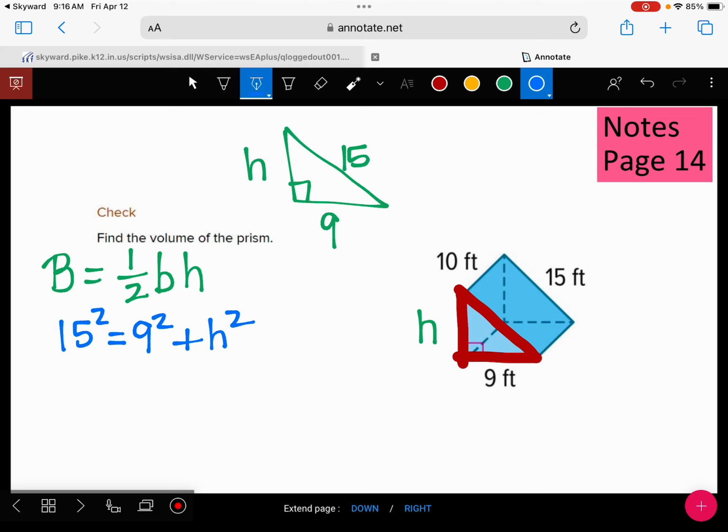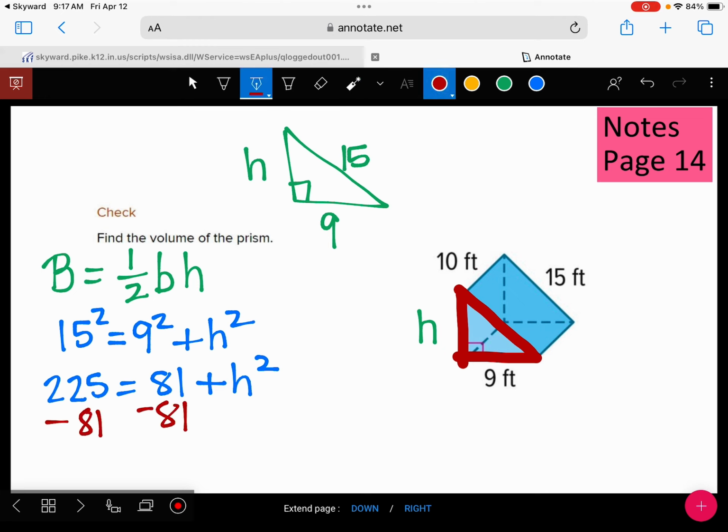Oh yeah, I didn't finish this one. All right, so let's go ahead and do that. So what is 15 squared? 15 squared would be 225. And that equals 81 plus H squared. And now we need to do what? How do we solve for H? Not divide. First, we need to get rid of this 81. We have to subtract it.